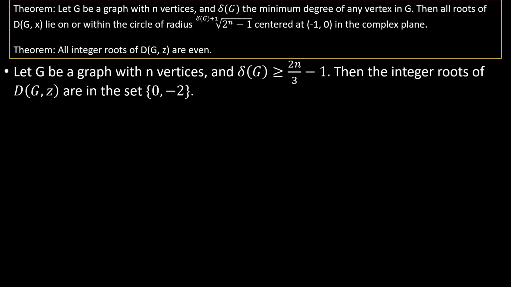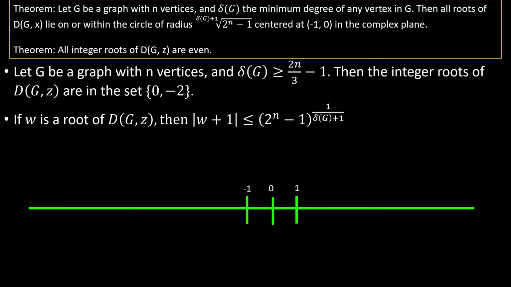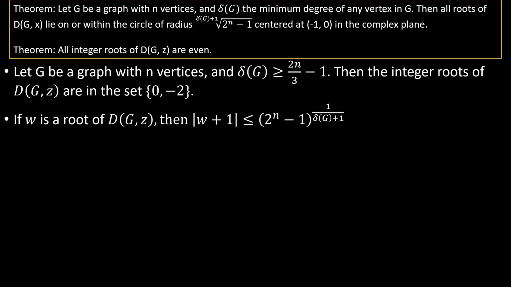We know that δ(G) is at least 2n/3 minus 1. By our theorem 1 about the location of domination polynomial roots, we also know that if an integer w is a root of G's domination polynomial, then the absolute value of w plus 1, which is really just its distance from -1 on the real line, since w is an integer, must be less than or equal to (2^n − 1) to the power of 1 over δ(G) plus 1.